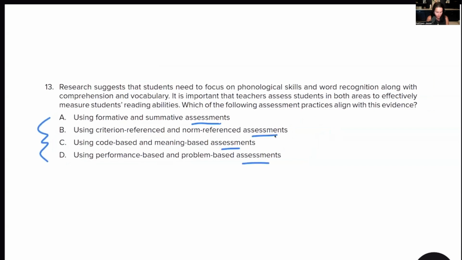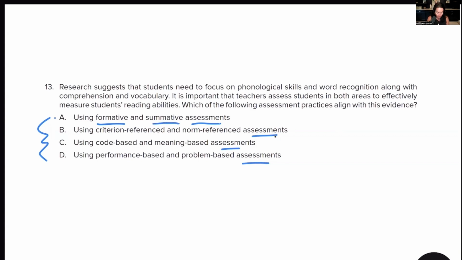All right, let's read the answer choices first, always working backwards. A, using formative and summative assessments. Okay. If you've read the study guide, and you probably haven't yet, but if you're going to get it, you will see that formative and summative assessments are very good assessments to use. Formatives are informal assessments. Summatives come at the end of learning and measure outcomes, and they're a little more formal.